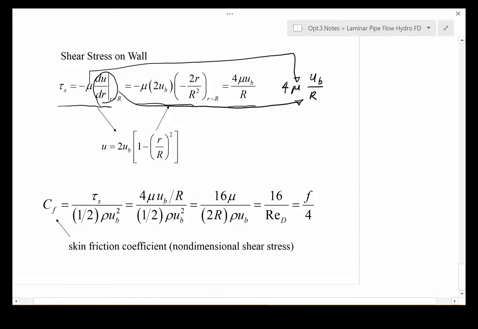The skin friction coefficient is defined in terms of the shear stress divided by this dynamic pressure term, 1/2 rho ub squared. If we simply substitute all the parameters that we've had in there, we find that the skin friction coefficient is 16 over the Reynolds number, and equivalent to the Darcy friction factor divided by 4.